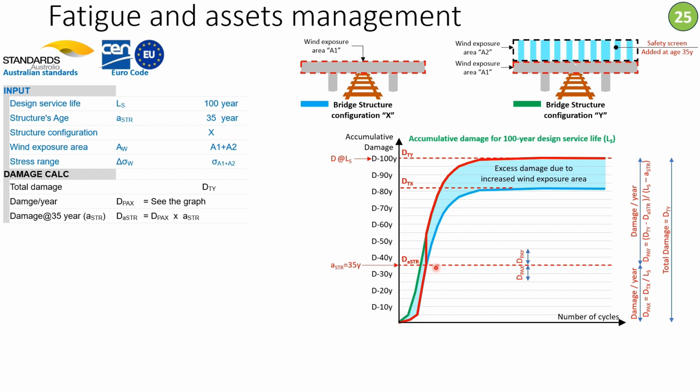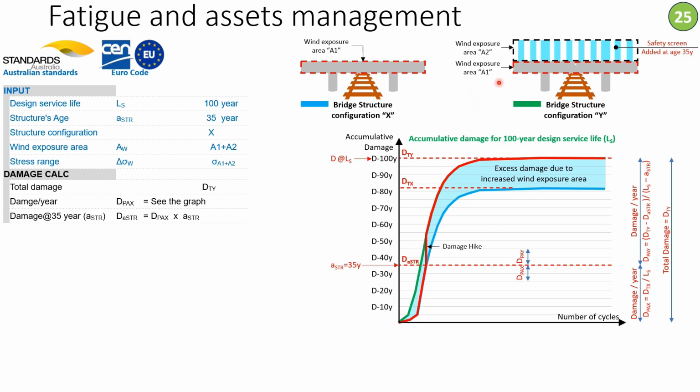Once the safety screen is added, we had an excess in damage that started to build up as the structure is aging, causing a damage hike, bringing the behavior to jump from the blue curve of configuration X to follow the manner of the green curve of configuration Y. So the red curve represents the actual accumulation of damage of configuration Y because it takes into consideration the history that reflects the change in the bridge configuration from X to Y, without safety screen, with safety screen at the age of 35.